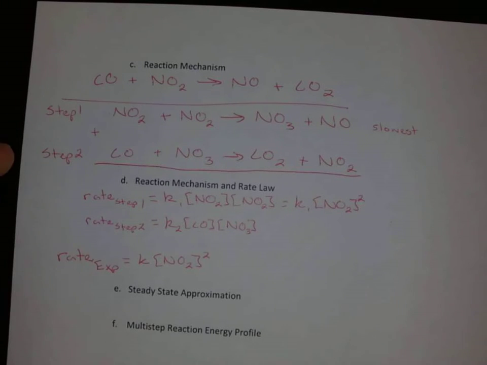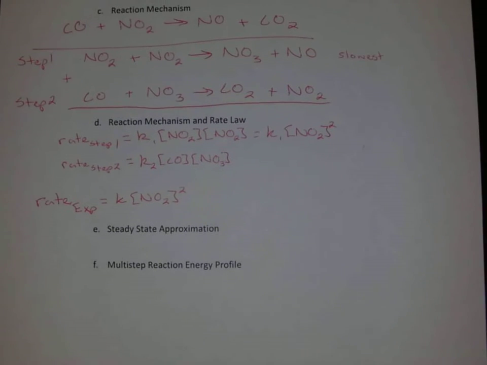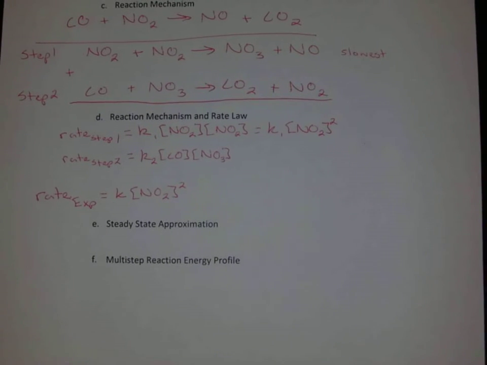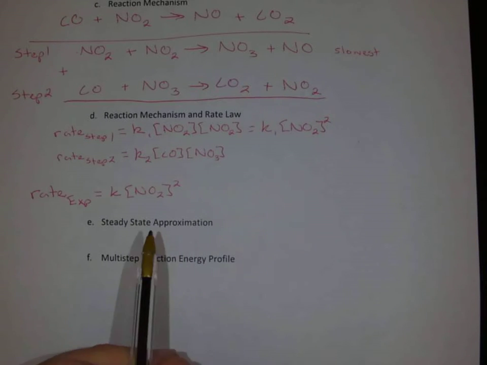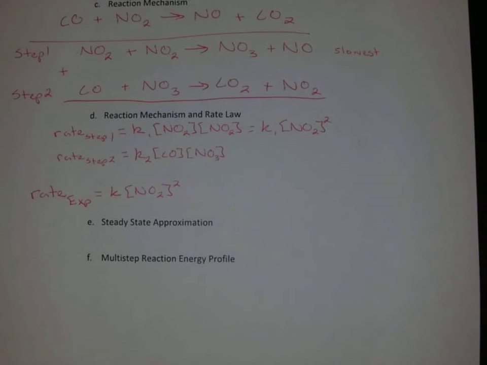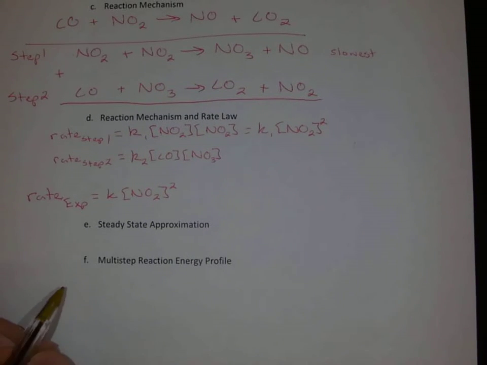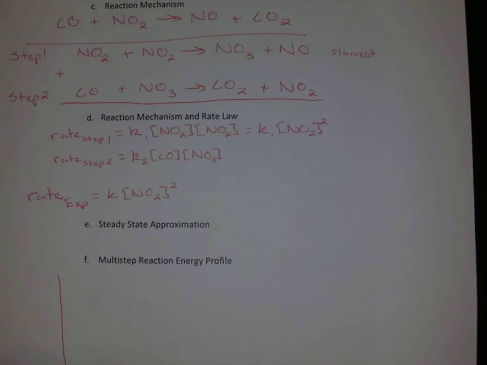Sometimes we have reactions where it has to go through a step, get an intermediate, and then go through a slower step. And that's where we have to use this steady state approximation. Yes, this is an approximation, but it turns out that it's generally going to be pretty valid. Because if we think about our multi-step reaction energy profile, let's draw what we had before.